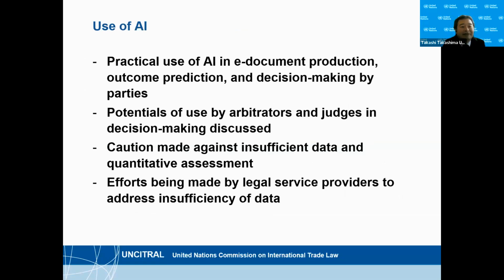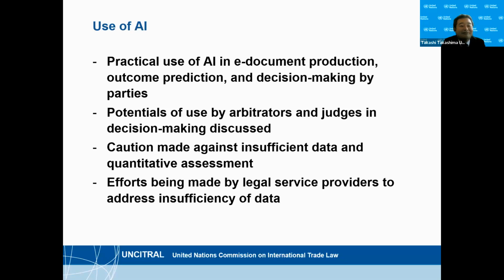What was discussed regarding AI was that in practice, AI was used in electronic document production and also on the part of the parties regarding outcome prediction and also to facilitate decision making. And so because the parties and counsels were using AI, it was felt that to a certain extent arbitrators and the judges, the decision makers, might be compelled to use AI at one point in time so that they are not under-equipped.